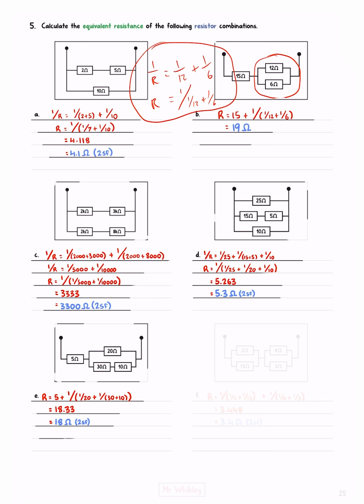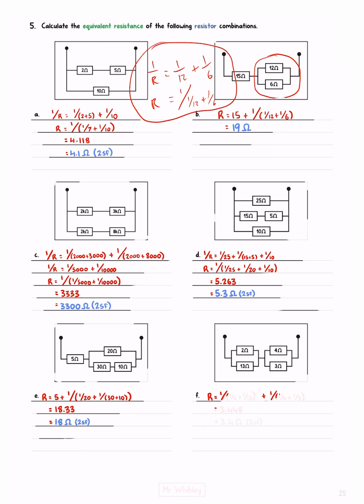Lastly, we have a 2 and 13 ohm resistor in parallel with each other, which is in series with a 4 and 3 ohm resistor, also in parallel with each other. Since we have two structures in series, these structures' resistances add together, and because they're in parallel, we get them by going 1 over the sum of their 1 over resistances.